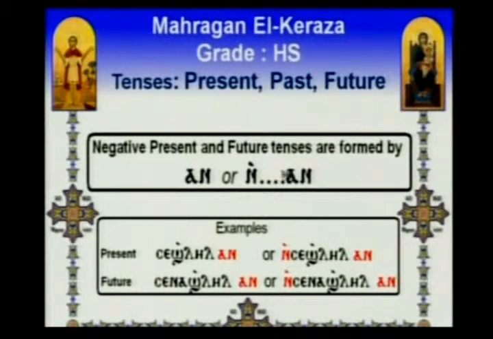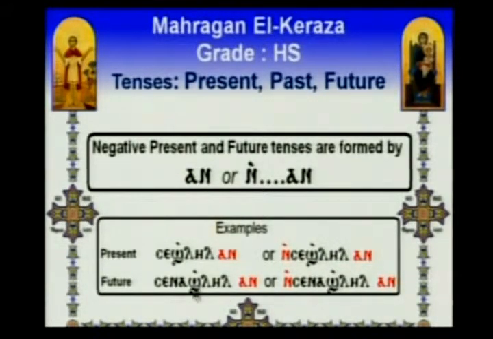Now I'm just reviewing the negatives for the present and future. What you do is add an n before the verb and on after the verb. So these are the examples. If I want to say in the present, they pray or they are praying, then it's say eshlil. They are not praying, en say eshlil on.